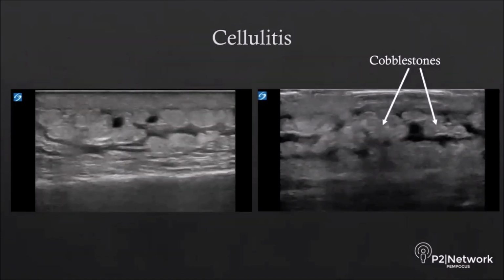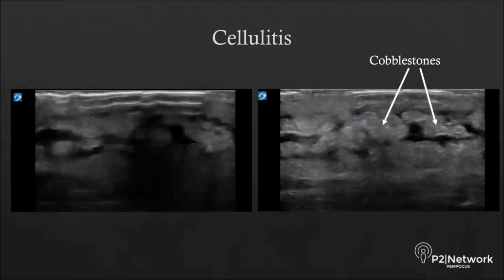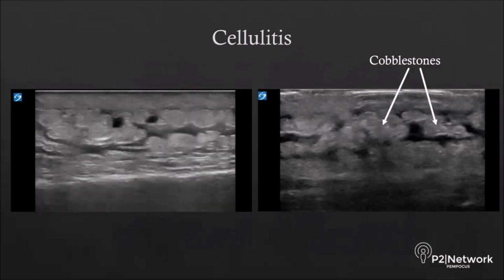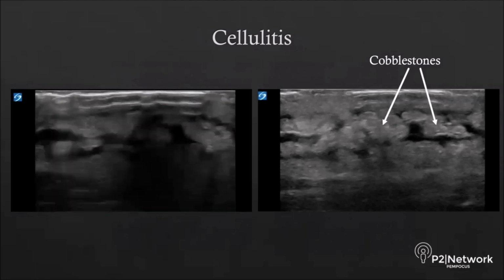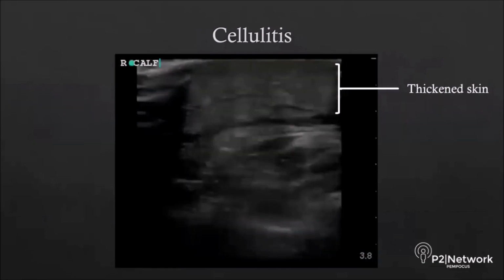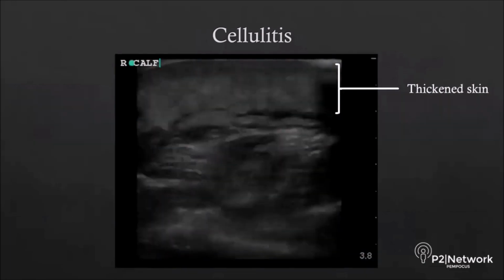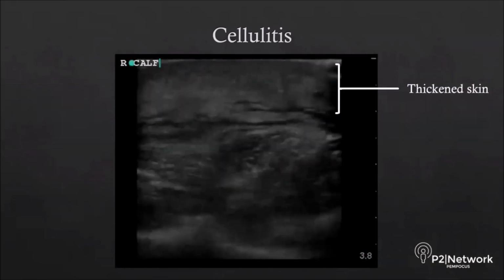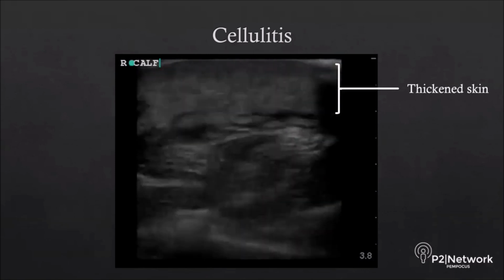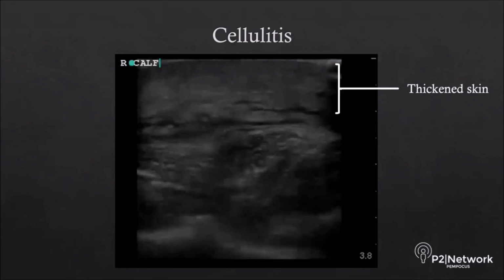On the left side you can see these lobules. On the right side here, the arrows are indicating what the cobblestones actually look like. But this can indicate that there may be a cellulitis process occurring. For cellulitis, you can have thickened skin, as you can see here, that may not quite develop into the cobblestone just yet, but sometimes this may come as a later process.